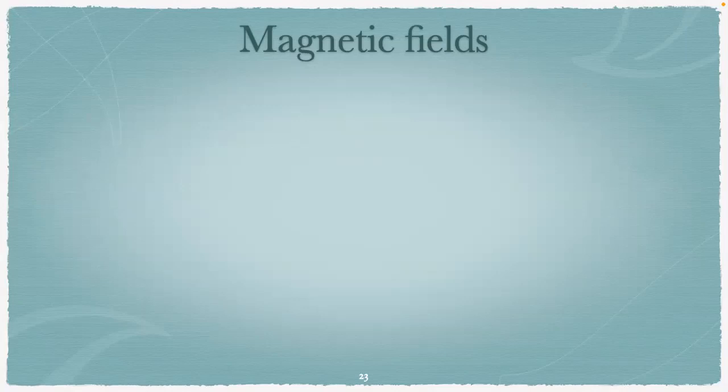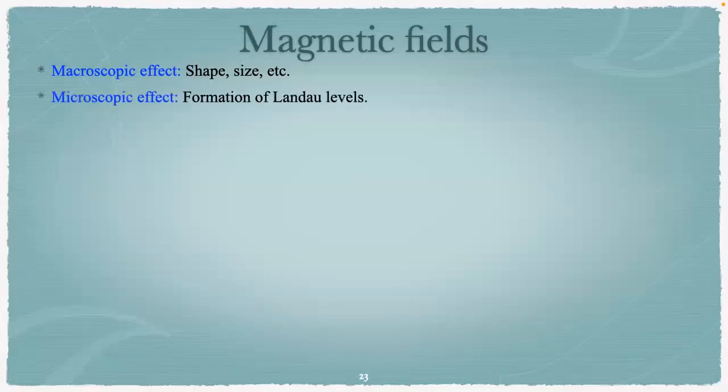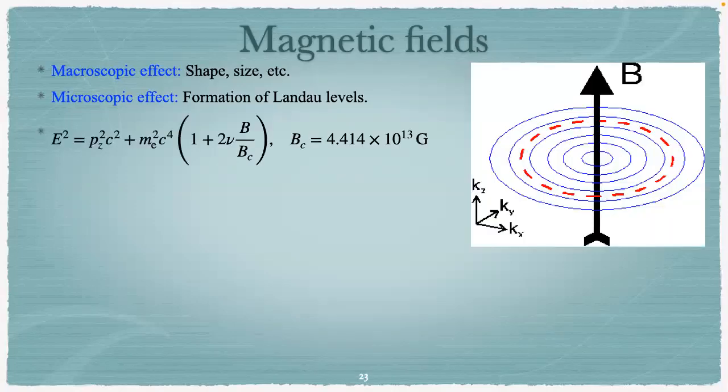So let's revisit the idea of magnetic fields. What I said so far about magnetic fields is about changing the shape and size because of the magnetic field pressure. That's more like a macroscopic effect. We put in magnetic field pressure. But it also has a microscopic effect. Because of the magnetic field, you get Landau levels forming in the plane perpendicular to it. If the magnetic field is in this direction, you get this kind of Landau levels.